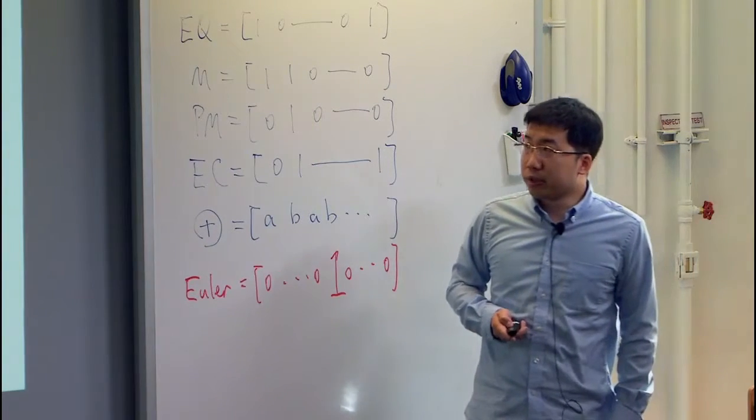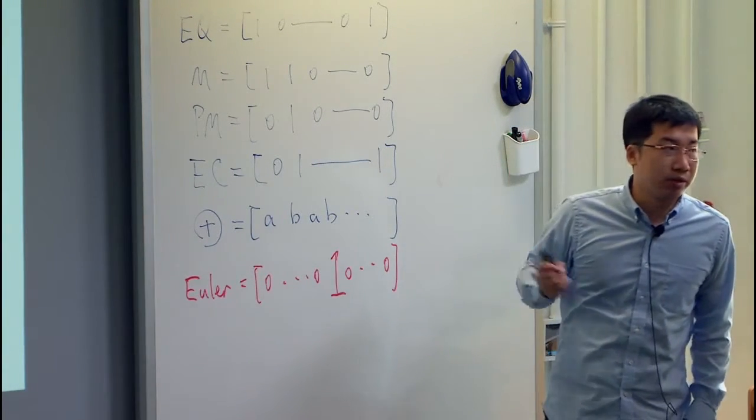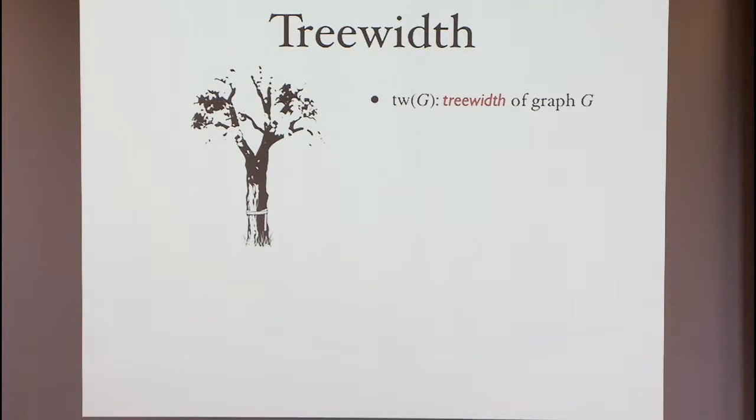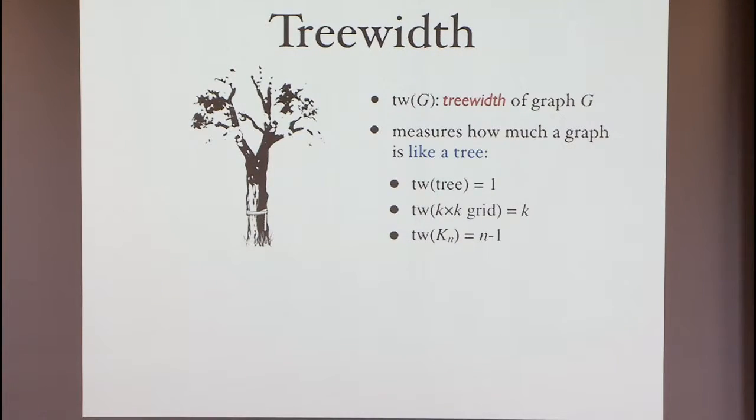Before going there, I want to mention this notion of treewidth. The treewidth is a structural parameter of graphs, which measures how much a graph is like a tree. The treewidth of a tree is 1, and the treewidth of a clique is n minus 1. Remember that classic algorithms like belief propagation work very well on trees. So it's natural to consider graphs which are like trees.